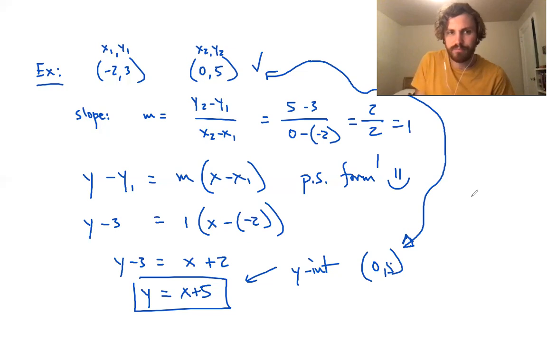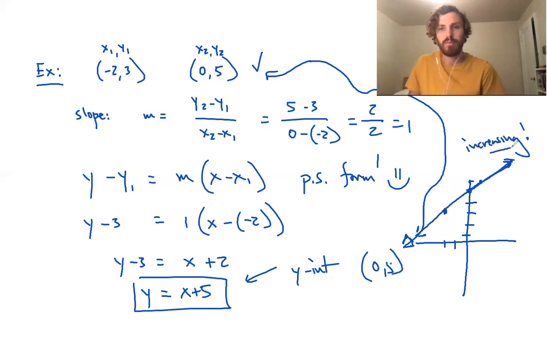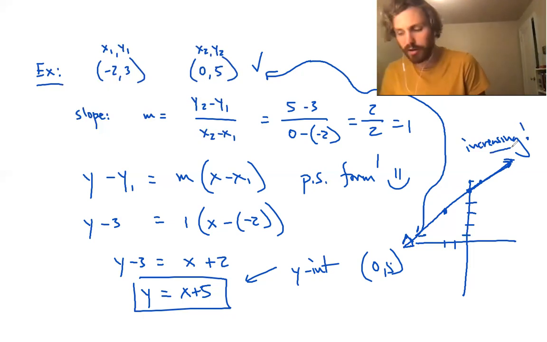And remember that there are many different ways to graph, but one way is to just plot these 2 points. So here's -2, 3, right there, and 0, 5 is here, and simply connect the dots. Another way is to plot the y-intercept at 0, 5, then move up 1 and over 1 because that's my slope, and then connect those 2 dots. So I can see that this is an increasing linear function with a slope of 1 and a y-intercept of 5.